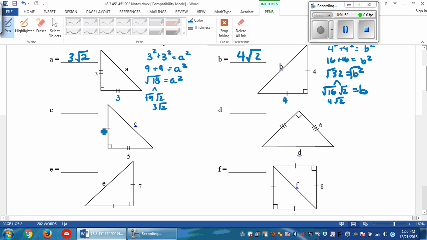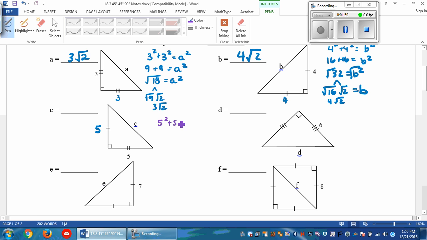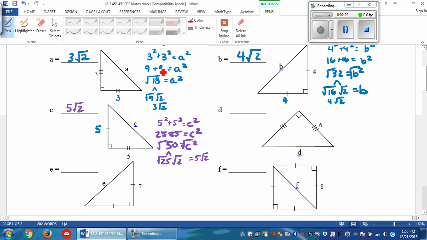Same thing. It looks like the sides are 5 this time. So we'll do 5 squared plus 5 squared equals c squared. This gives us 25 plus 25 equals c squared, so 50 equals c squared. Root it and end up with 25 and 2. So this answer is 5 root 2. I'm hoping that you're noticing a pattern right now, because we chose these questions for you to be able to discover the pattern.